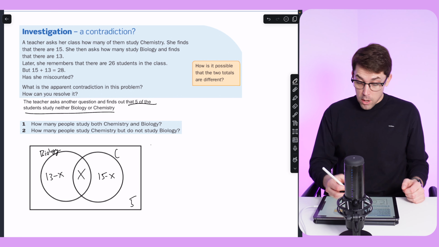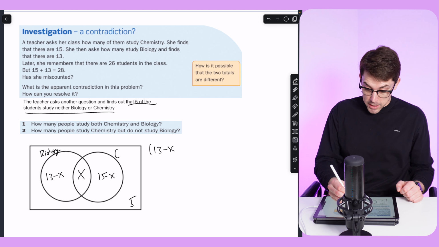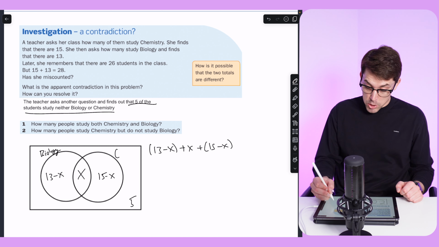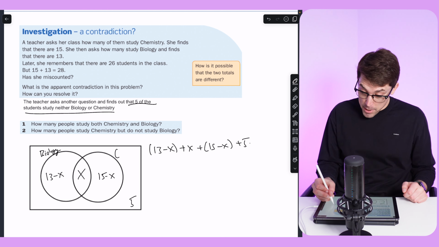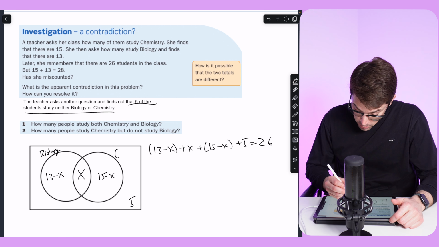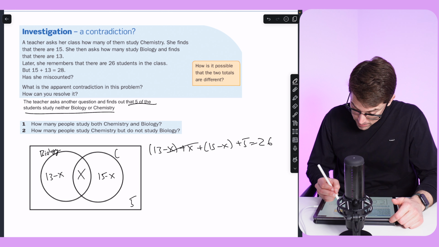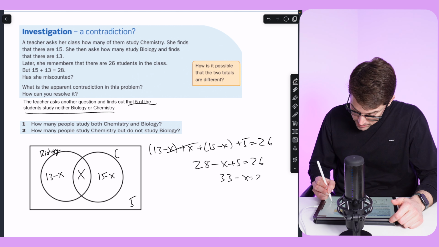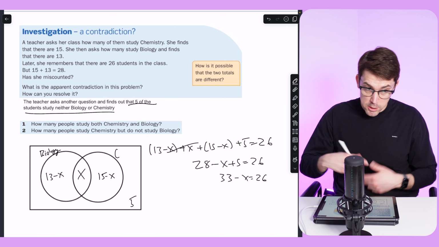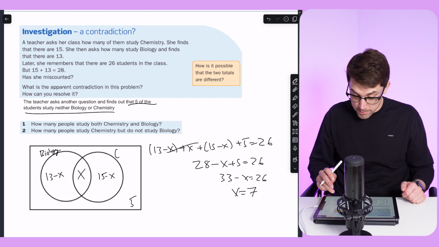So what does that all mean? Well, it means that the kids taking just biology, which is 13 minus x, plus the number of kids taking both, plus the number of kids taking just chemistry, plus the number of kids that aren't doing anything, must be equal to 26. So I have negative x plus x, that's going to cancel, then I have minus x, so I'm going to have 28 minus x plus 5 equals 26. So that means 28 plus 5, that's 33 minus x equals 26. Go ahead and move the x over, move the 26 over. What that means is that x is equal to 7.